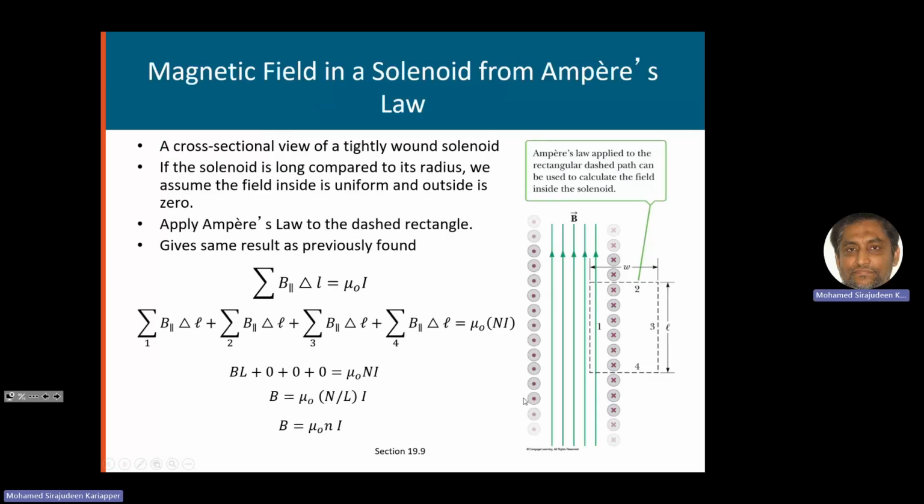So we are going to apply Ampere's law to get the expression for the magnetic field inside a solenoid. You now know what a solenoid is. What we are looking at here, this picture, is a cross section of a solenoid. Half of it is behind the screen, half of it is above the screen. So here it says the current is coming out.